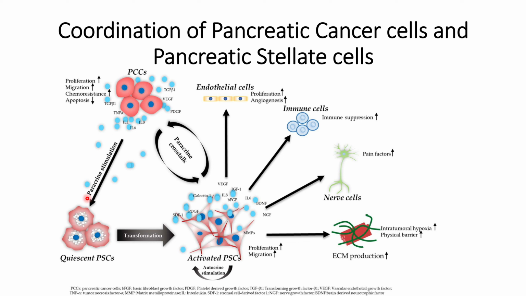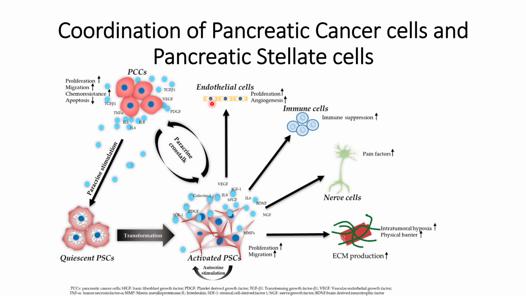these paracrine stimulations. Paracrine stimulation means the cytokines released by the cells will affect the nature of the cells that are nearby, whereas autocrine stimulation means the cytokines released by cells will affect the nature of those cells that release those cytokines. So in this case, the autocrine stimulation further accelerates the activated stellate cells, and simultaneously there is paracrine crosstalk going on. So both of these factors will help in the activation of these pancreatic stellate cells, and the pancreatic stellate cells will do several functions that will help in tumor progression.